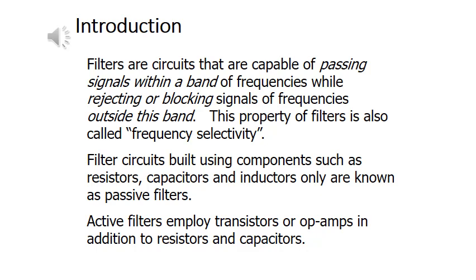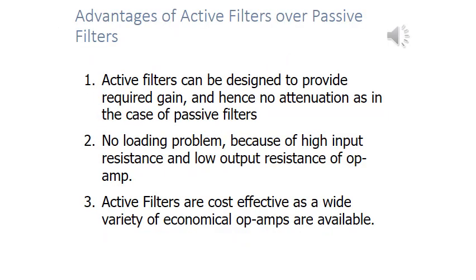On the other hand, active filters can select a range of frequencies and they can reject a range of frequencies, and active filters are comprised of transistors or op-amps, operational amplifiers. Some major advantages of active filters are no loading problem, they are cost effective and readily available in the market, and there is no attenuation required for active filters.